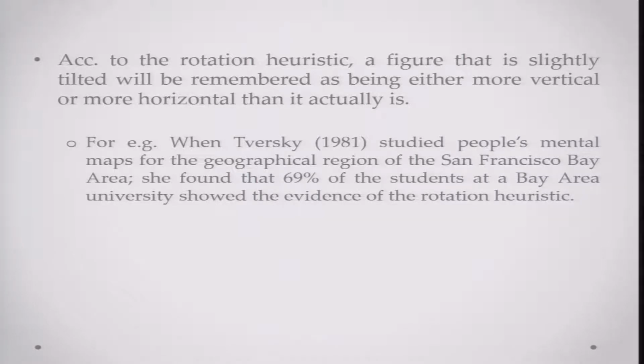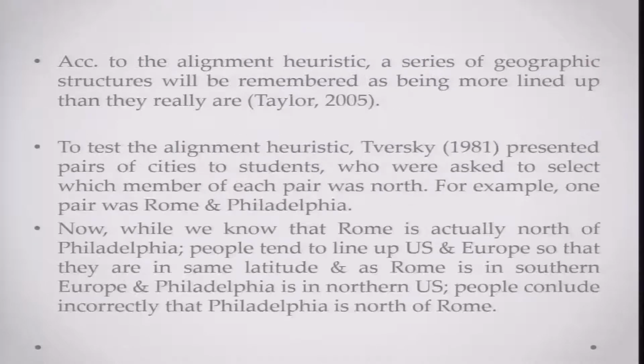When Tversky in 1991 studied people's mental maps for the geographical region of San Francisco's Bay Area, she found that almost 69% of the students at a Bay Area university showed evidence for the rotation heuristic. According to the alignment heuristic, a series of geographical structures should be remembered as being much more lined up with each other than they really are.